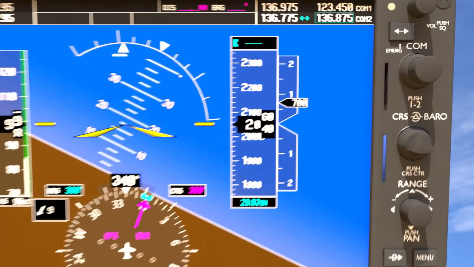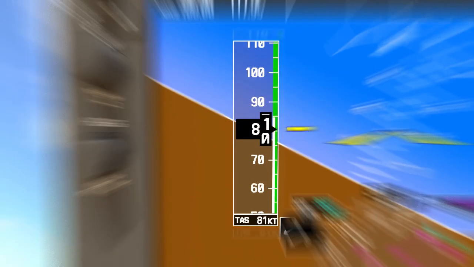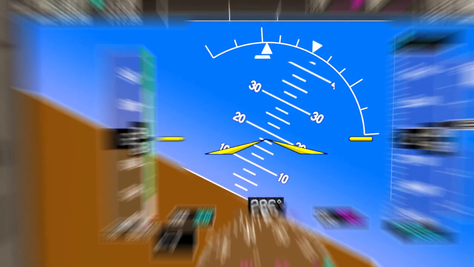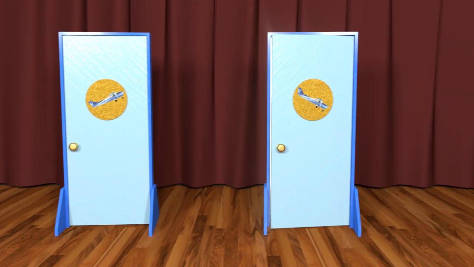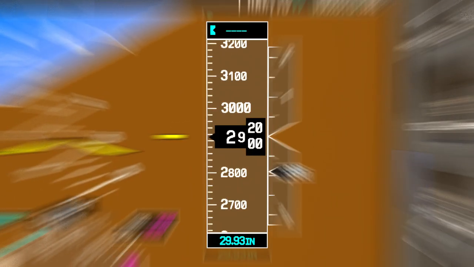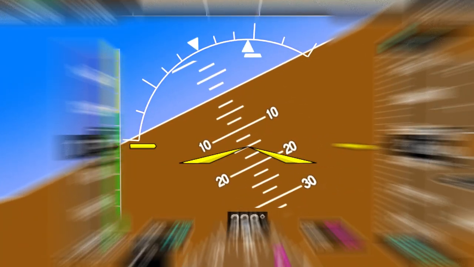A nose-high unusual attitude can be recognized by the vertical speed indicator showing an increase, the altimeter showing an increase, the airspeed indicator showing a decrease, and the attitude indicator showing a nose-up pitch. The nose-low unusual attitude is just the opposite. The indications will be decreasing vertical speed, decreasing altitude, increasing airspeed, and a nose-down pitch.